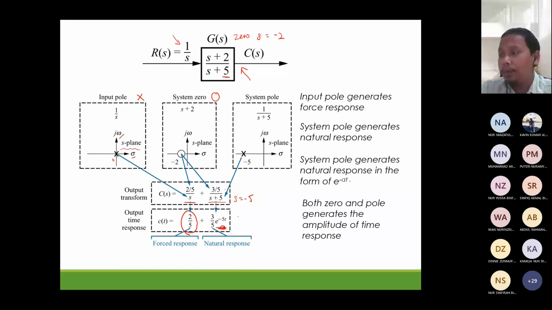So both zero and pole generate the amplitude of the time response. Okay, later on you can read more and try to understand. If I say it, maybe you don't get it, but later on you can study by yourself.